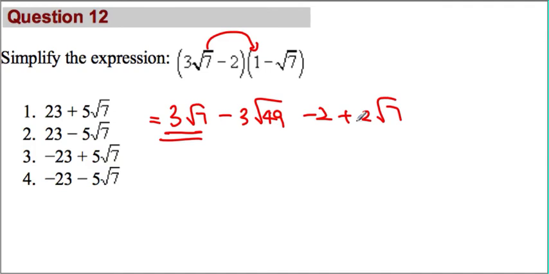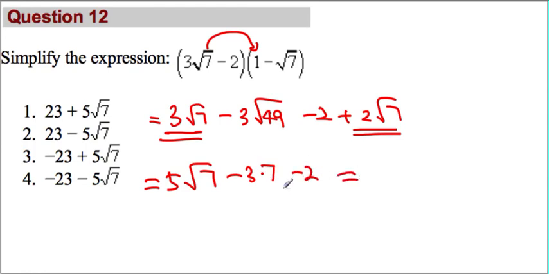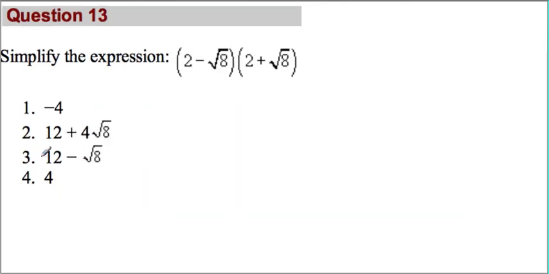Here we can combine these two things together. We end up getting 5 square root of 7. Now, what is radical 49? That's equal to 7. So we have negative 3 times 7 minus 2. Now, what is 3 times 7? That's 21. But negative 21 minus 2 becomes negative 23 plus 5 square root of 7. So we end up getting choice 3 as our answer.